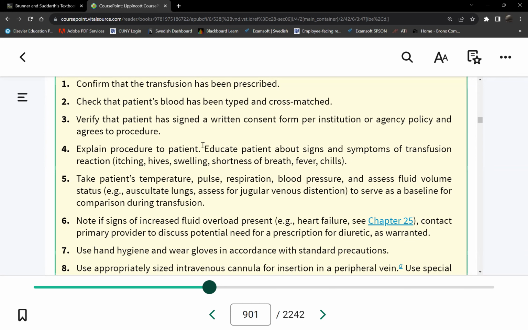No, I don't think I catch that part. No, nothing. It just said administer blood products and evaluate client response.